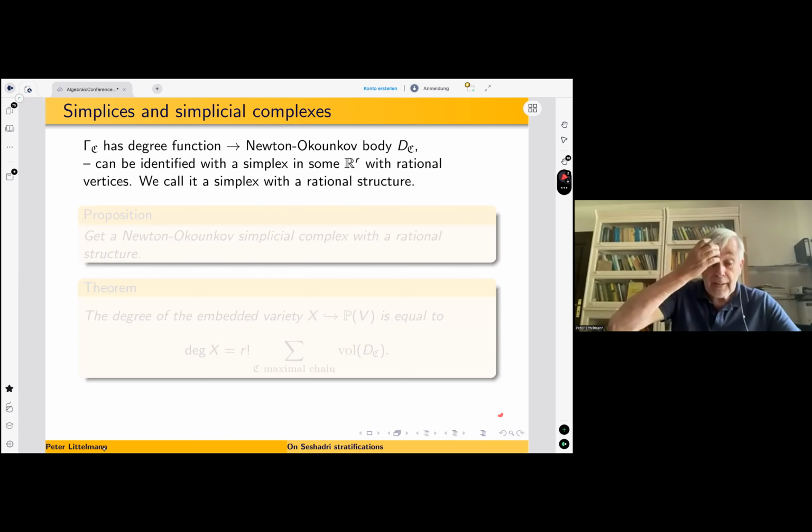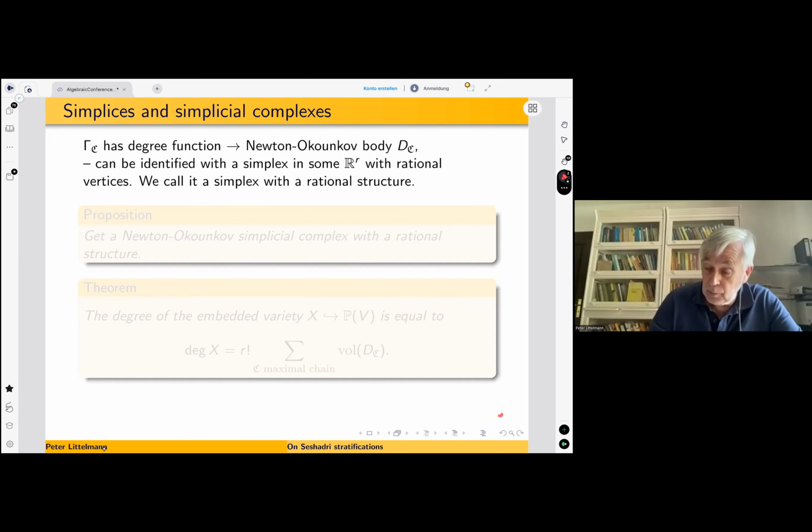Okay, so next, the semigroups, we have seen I have a degree function on them, so I can associate to the semigroup, again, as usual, a Newton-Okounkov body. And we can show that one can identify them with a simplex in some real vector space. And this will be a simplex with rational vertices. So we call such a simplex a simplex with rational structure.